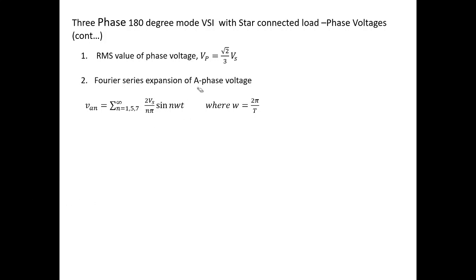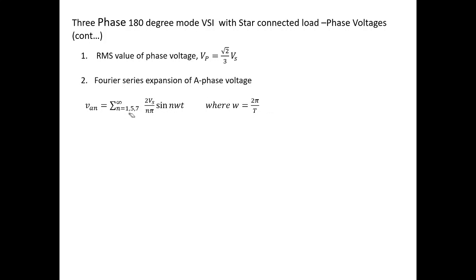Fourier series expansion of A phase voltage is equal to sigma of 2Vs by n pi into sine n omega t, where n is equal to 1, 5, 7 and so on up to infinity. Here Vs is the input voltage, n is the harmonic number, and omega is the frequency of the fundamental component, the fundamental frequency. If the switching period to complete one cycle is T, then 2 pi by T is the fundamental frequency in radians per second.